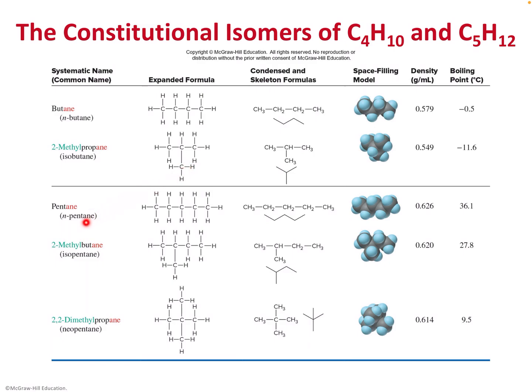Now pentane, 5 carbons, C5H12. So this is normal pentane. N stands for normal pentane, straight chain pentane. You can put one carbon group as a branch like this. Still it has 5 carbons, 1, 2, 3, 4, 5, and 12 hydrogens. The name of this is going to be 2-methylbutane because the longest carbon chain is 1, 2, 3, 4, butane. The second carbon has a methyl group. So 2-methylbutane, and this is n-pentane.